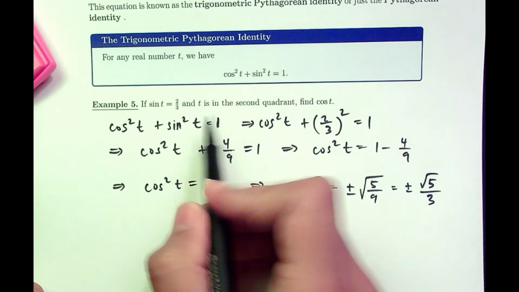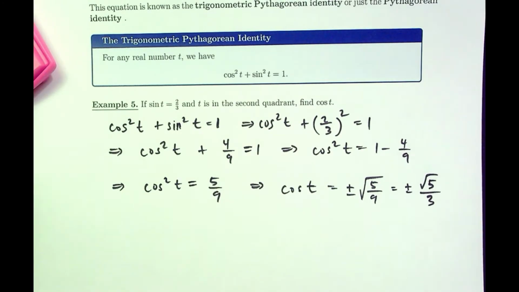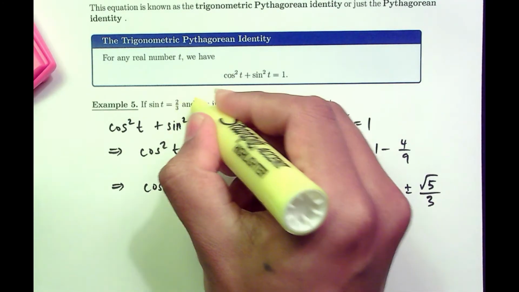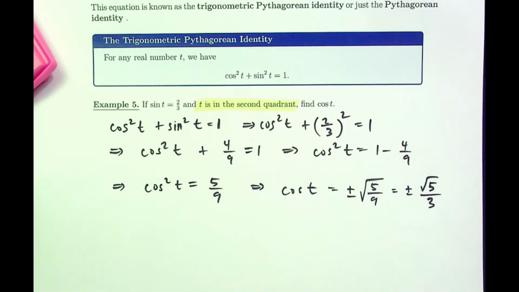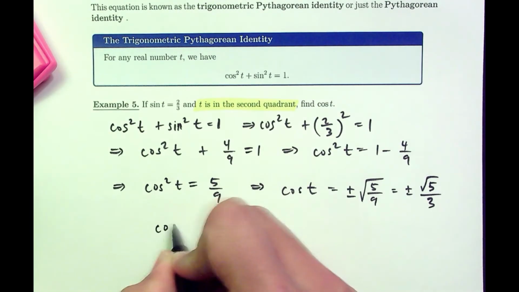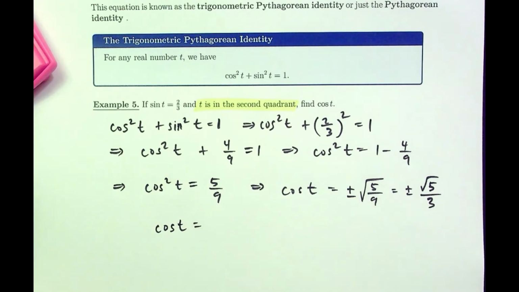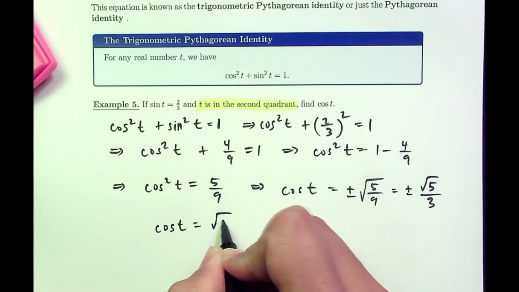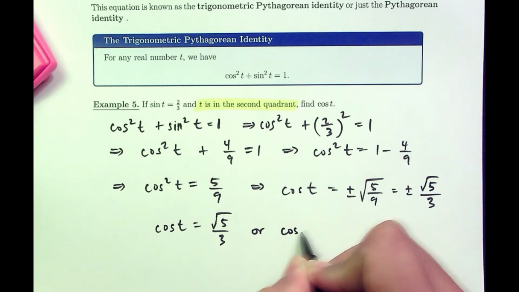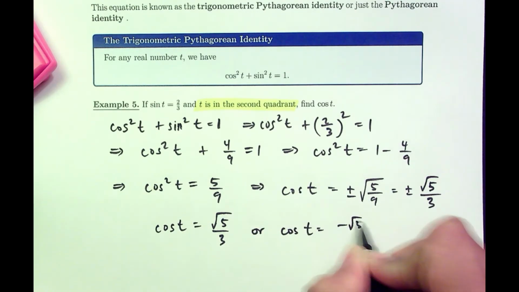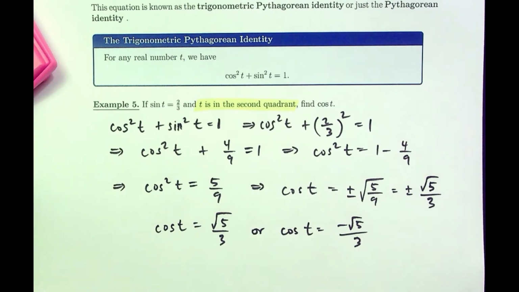And this is where this little piece right here comes into play. So far, we did all this without using that piece of information. Now we're going to use that to decide which of the two possibilities is the real one, the one that we actually want. Because it cannot be both. It's one or the other. So these are the two possibilities. Cosine of t could be square root of 5 over 3, or cosine of t could be negative square root of 5 over 3. So which one is it?